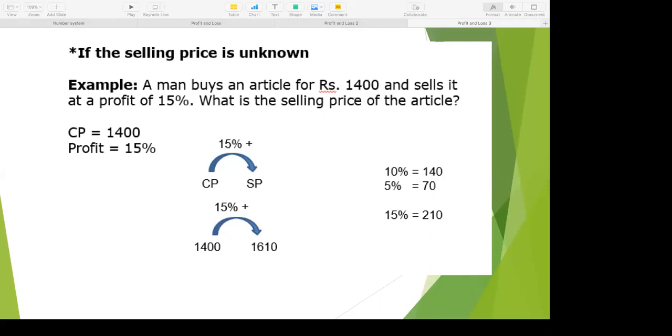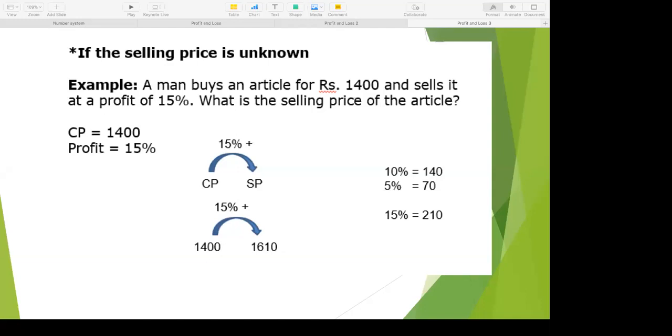The profit is 15%. So you can see on the right hand side, if I want to calculate the actual profit, it will be 15% of 1400. And how will we calculate 15%? If you remember in the last class, I told you how to calculate 15%. We will first go for 10% of the value and then we will go for 5% of the value.